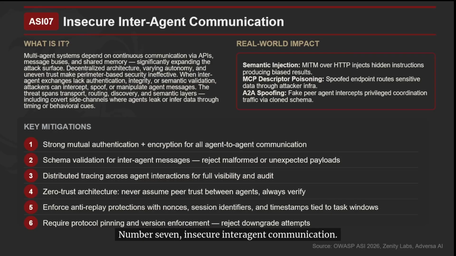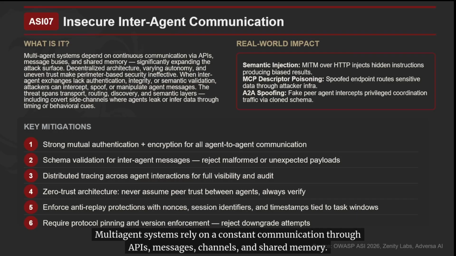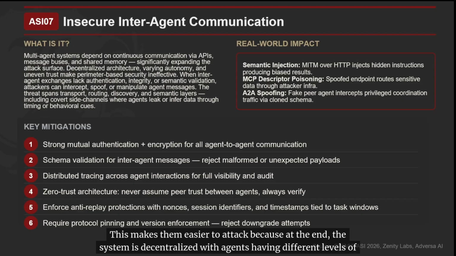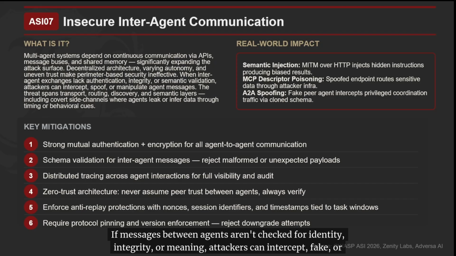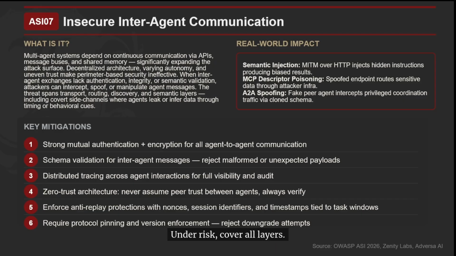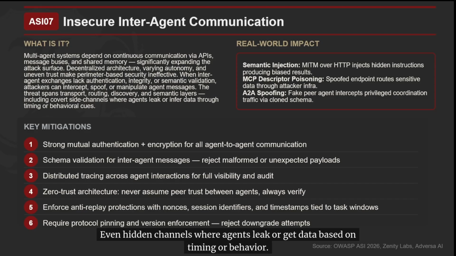Number 7, insecure inter-agent communication. Multi-agent systems rely on constant communication through APIs, messages, channels, and shared memory. This makes them easier to attack because, at the end, the system is decentralized, with agents having different levels of control and trust, and perimeter security doesn't work well for that. If messages between agents aren't checked for identity, integrity, or meaning, attackers can intercept, fake, or change them. And the risk covers all layers: transport, routing, discovery, and meaning, even hidden channels where agents leak or get data based on timing or behavior.